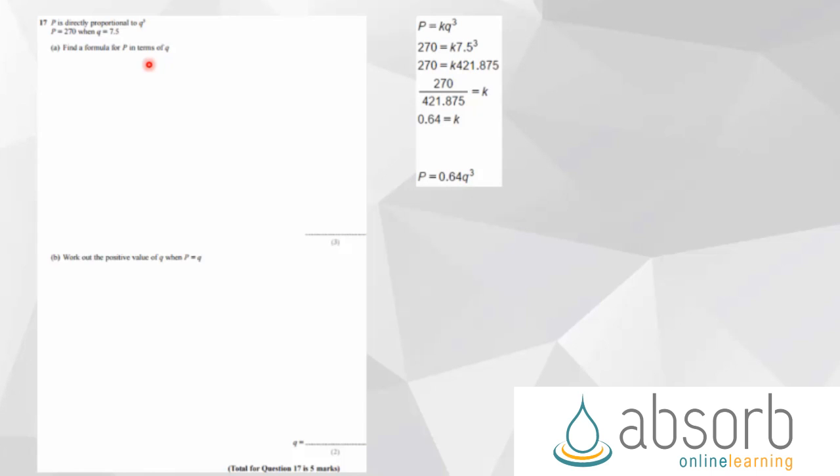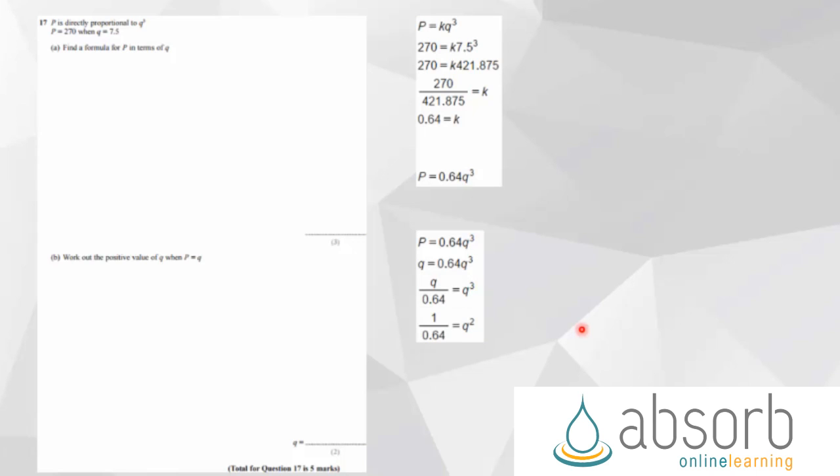Now moving on into the second part of the question, we're told to work out the positive value of Q when P is equal to Q. So let's write down our original equation and substitute in what we have for P. We're told that P is Q, so we replace it with Q. And now we see that if we bring the 0.64 over to the other side, it becomes a division, and we now have Q over 0.64 equals Q cubed.